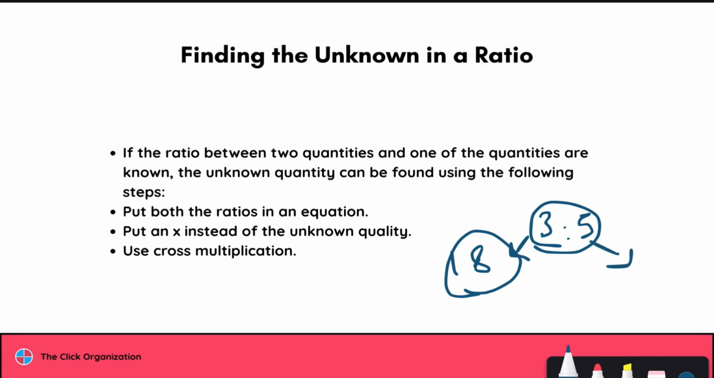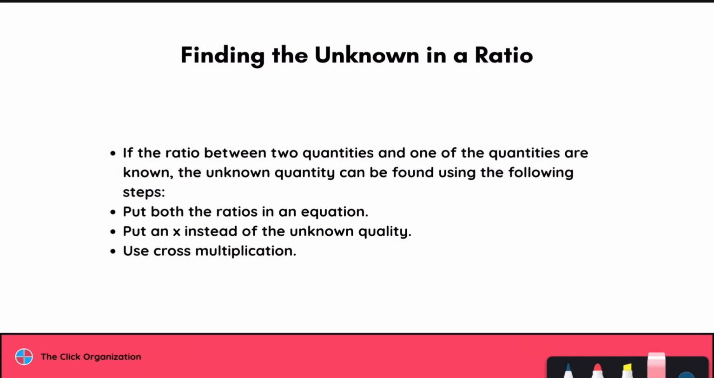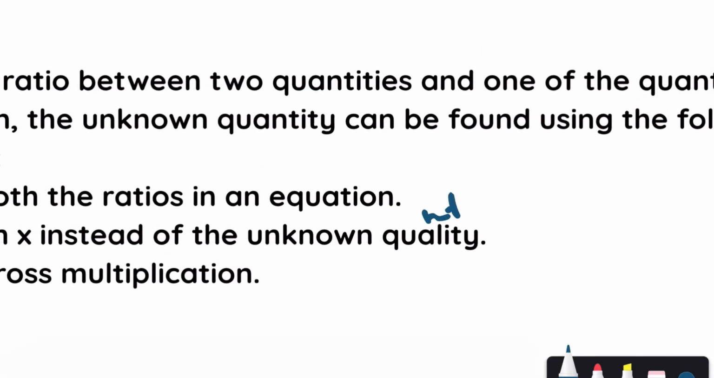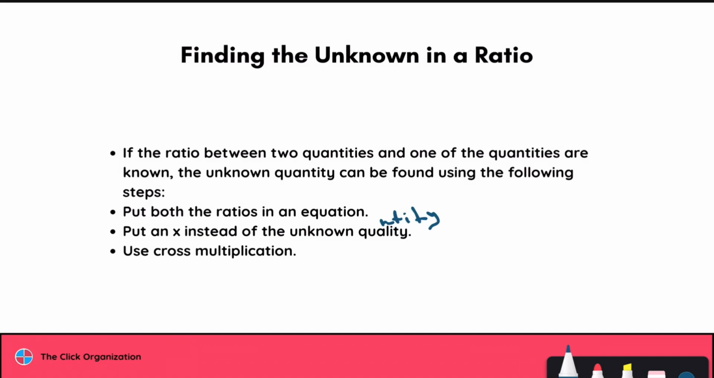And with this data, I can find the quantity of 5. With these two, I can find the quantity of 5. This is the whole point. How can I do that? Put both the ratios in an equation and then put an x instead of the unknown quantity, and use cross multiplication after that. This is very, very simple.